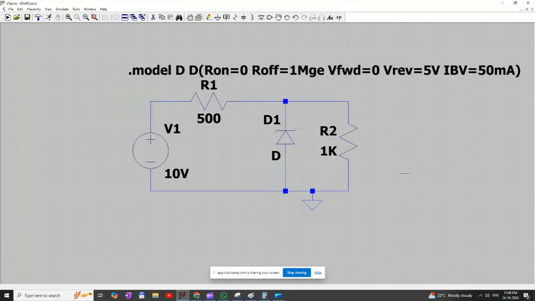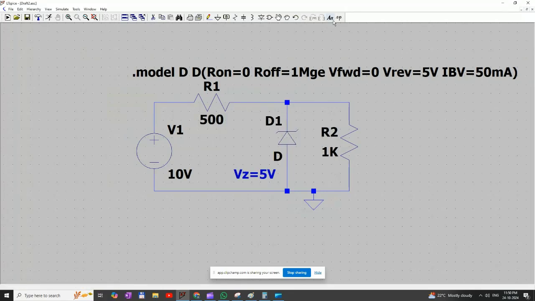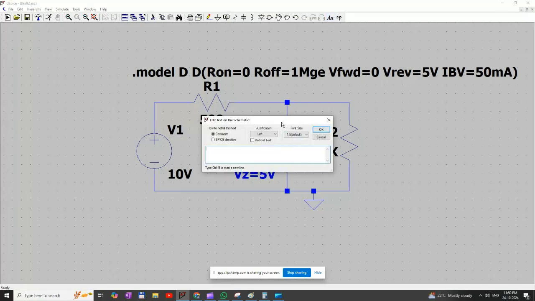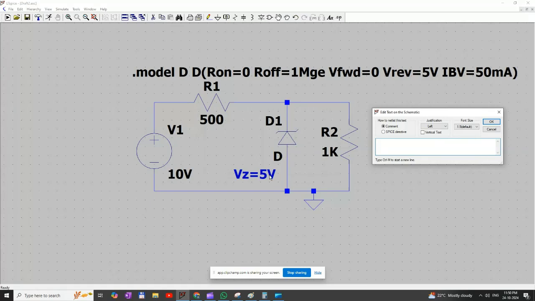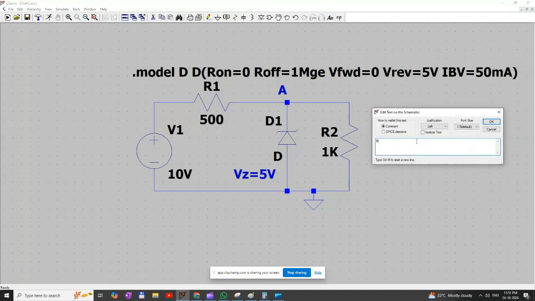Here we have defined VZ, the Zener voltage, as 5 volt. Initially we need to confirm the voltage across the Zener diode should be more than 5 volt. Because in the Zener diode, only if the source voltage is more than VZ will the Zener diode operate in the breakdown region. So we will confirm it. Let us put this as node A and this as node B.